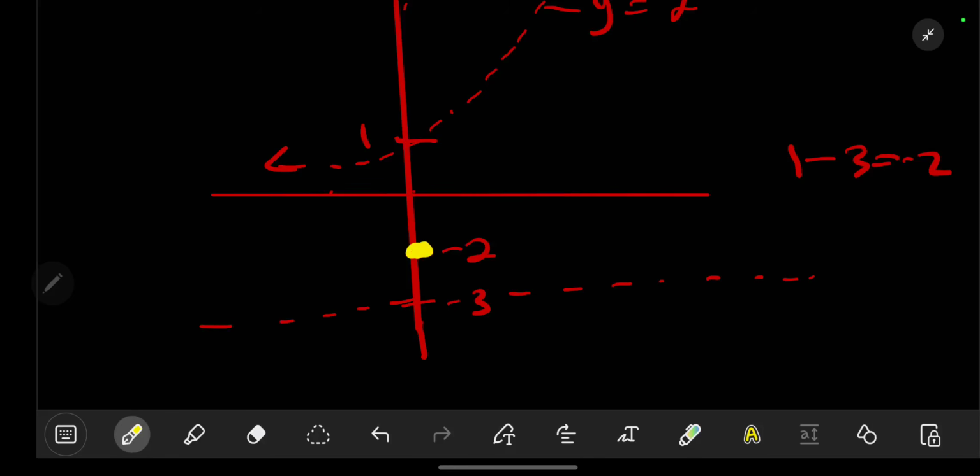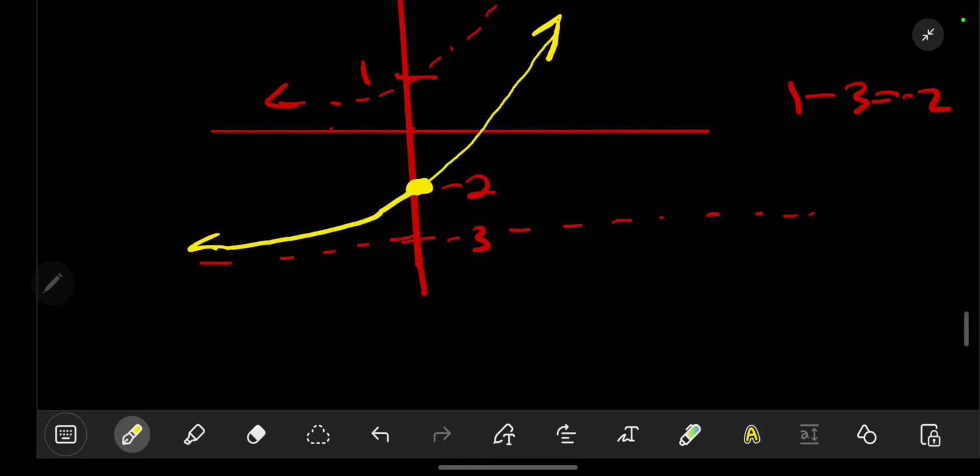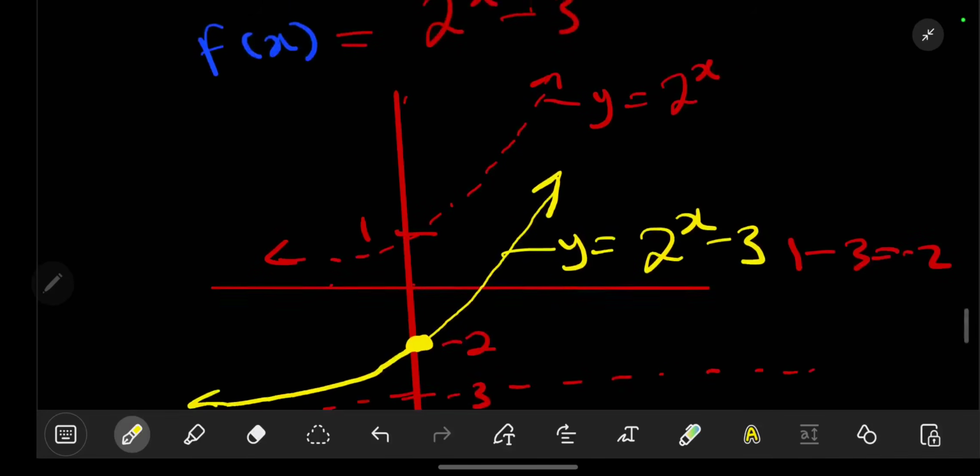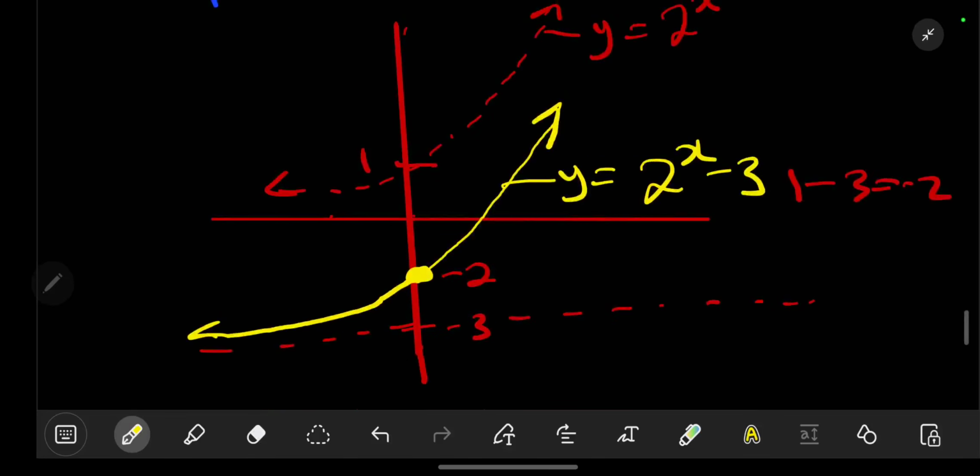Then what we are going to have is the same graph. So it is going to look like this, not a straight line. So this is the graph that is required for y equal to 2 to the power of x minus 3 like that. So this is our graph for that problem.